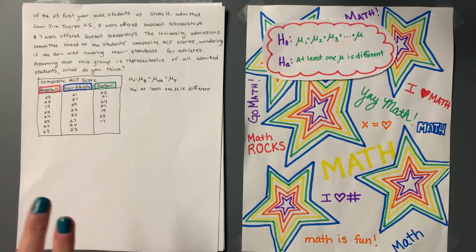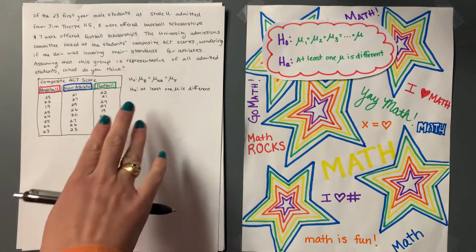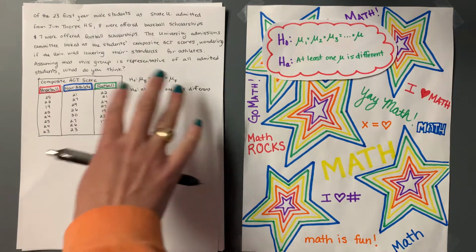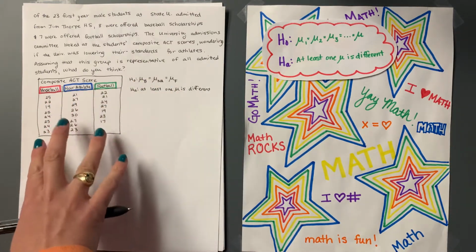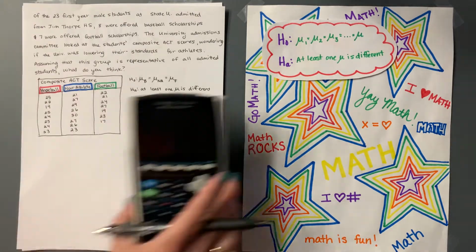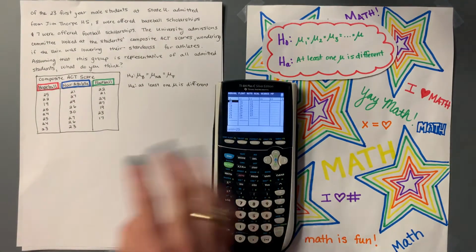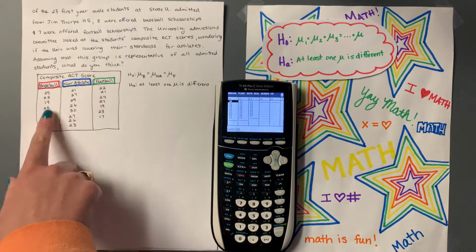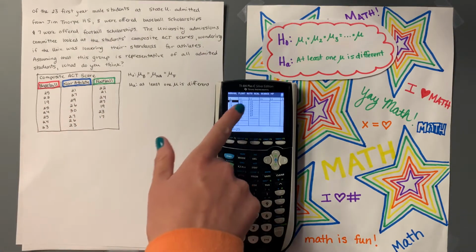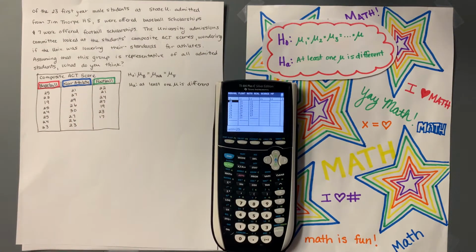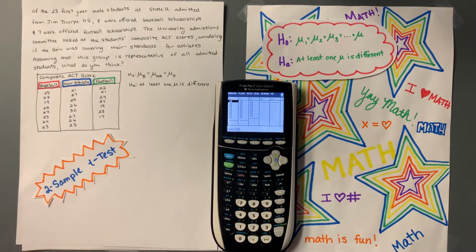Okay, so I now have my null and alternative hypotheses, and I have my data. So I want to put my data into my calculator. I have the data, baseball, non-athlete, and football, put into list 1, list 2, and list 3. One thing that people often think of is, I really like the 2-sample t-test. It's so easy for me to do.